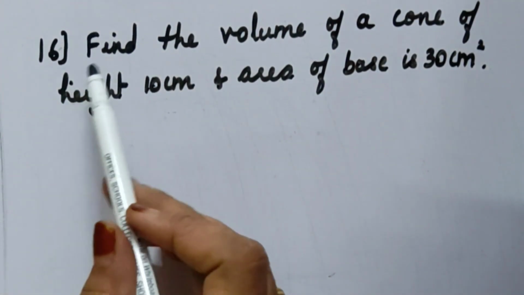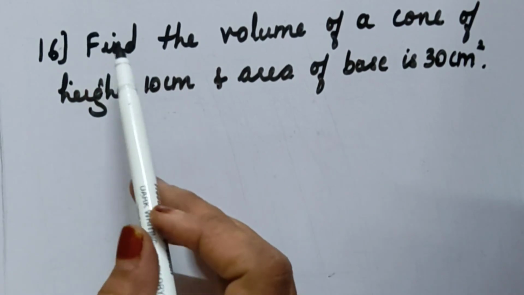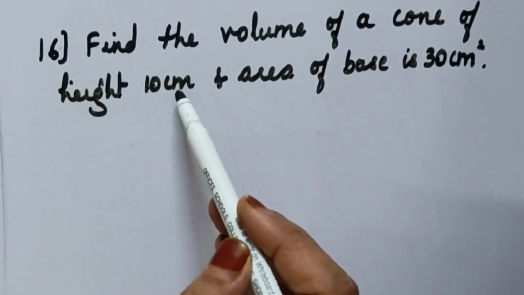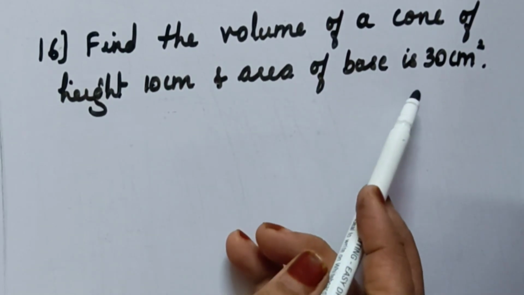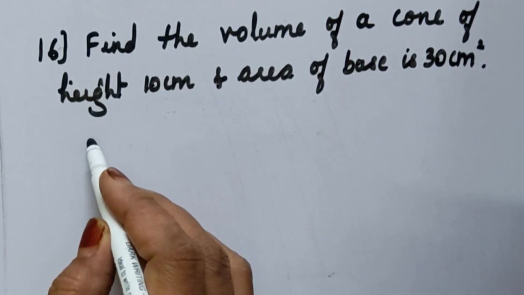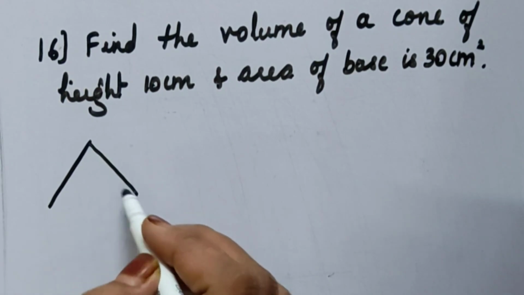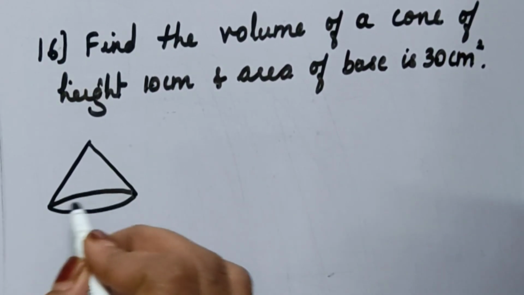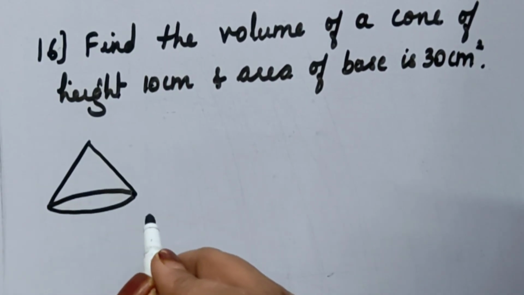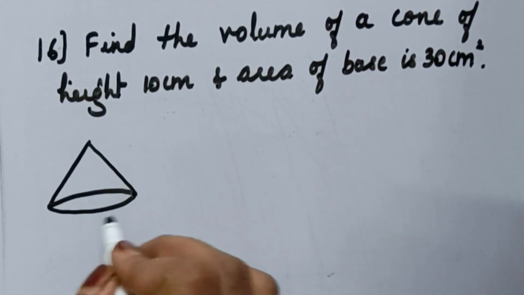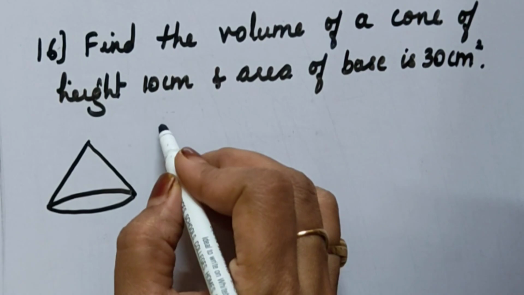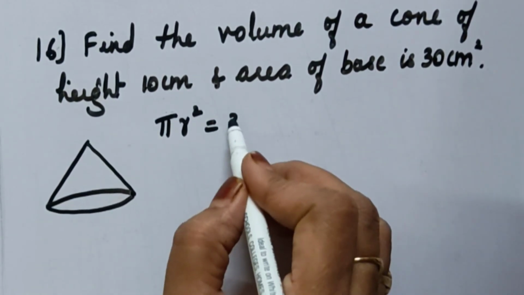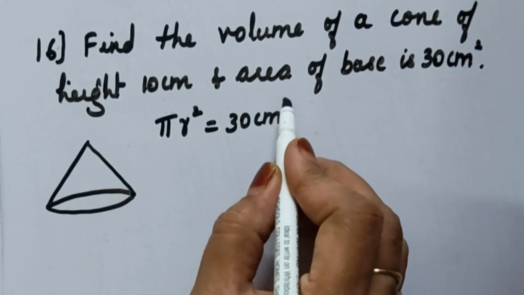Now we have got the last question of this 1 mark question. Find the volume of a cone of the height 10 centimeter and the area of the base is 30 centimeter square. You can see this is a cone. The area of the base is pi r square. Pi r square equals 30 centimeter square, as given.